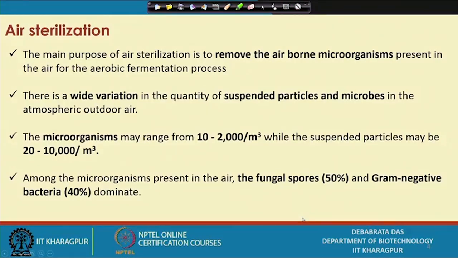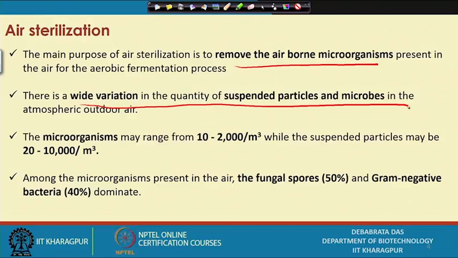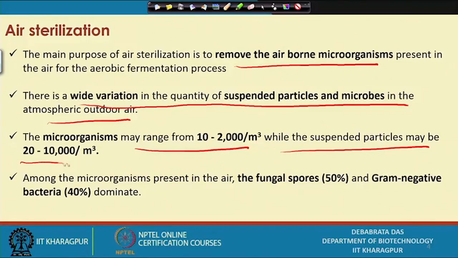Now for air sterilization, what is the main purpose of air sterilization? The main purpose is the removal of airborne microorganisms present in the air for aerobic fermentation processes. There is wide variation in the quantity of suspended particles in the outdoor atmosphere. Different types of organisms might be present in the air, and the microorganisms may vary in the range of 10 to 2000 per cubic meter, while the suspended particles may vary from 20 to 10,000 per cubic meter.